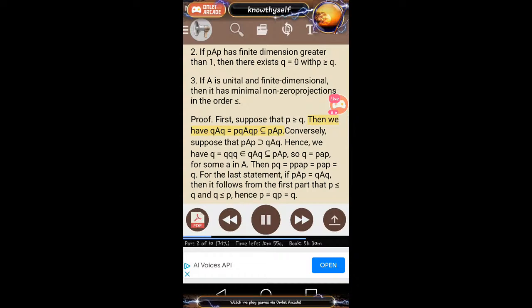Proof. First, suppose that p is greater than or equal to q. Then we have qAq equals pqAqp, which is contained in pAp. Conversely, suppose that qAq is contained in pAp. Hence, we have q equals qqq, an element of qAq, which is contained in pAp, so q equals pa p for some a in A. Then pq equals ppap equals pap equals q. For the last statement, if pAp equals qAq, then it follows from the first part that p is less than or equal to q and q is less than or equal to p, hence p equals qp equals q.